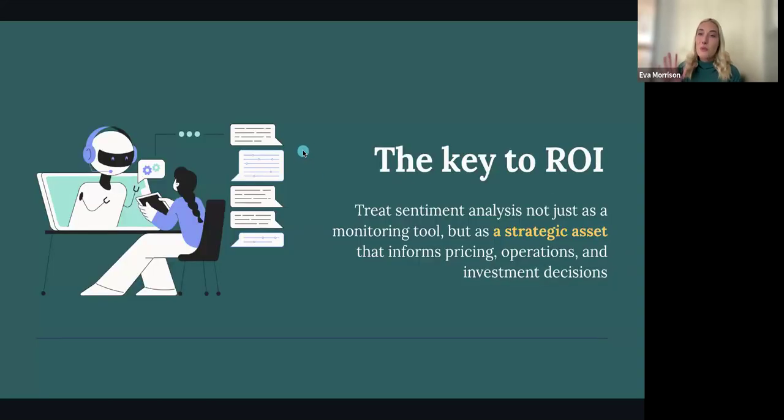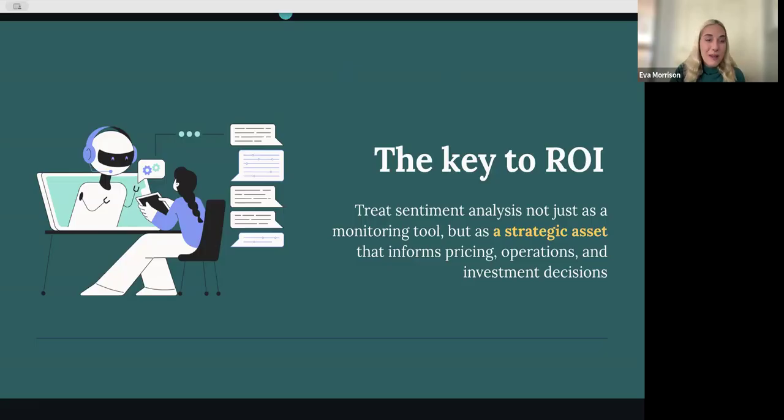And so if I'll leave you with one big theme here, the key to ROI is not just thinking about sentiment analysis as a monitoring tool, but using it as a strategic asset that actually informs our pricing, our operations, and our investment decisions. Taking the insights from this data and giving your team the tools they need to act on that is really the goal of sentiment analysis, and something that we're seeing a lot of leading multifamily companies have great success with.